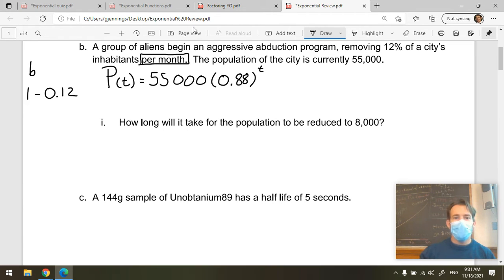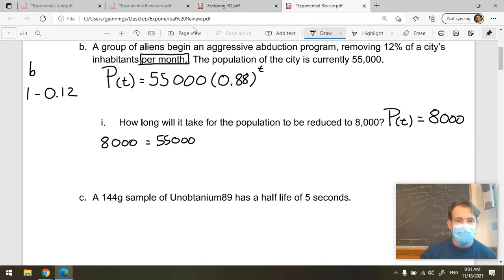Okay. So if we want to know how long will it take for the population to reach 8,000, well, there we know that for some P of t, for some value t, we're going to have this equation equal 8,000. So then we're going to set this up here like this. 8,000 is equal to 55,000 multiplied by 0.88 raised to some power t.